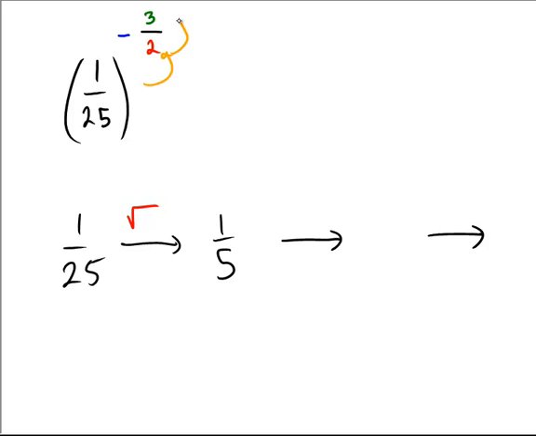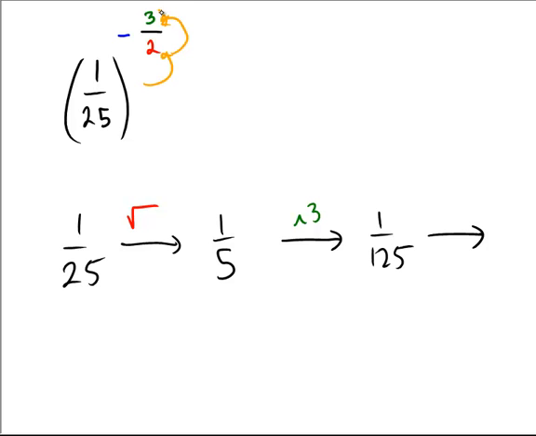Second stage, the exponent, the numerator. The numerator, the green power here, means that we now need to raise to the power of 3. In other words, we have to cube something. And the number 1/5 cubed would be 1 over 125, because 5 times 5 times 5 is 125.